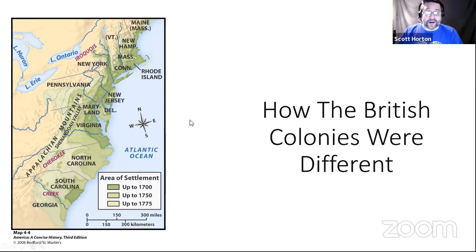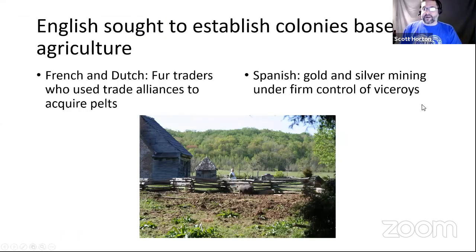So let's get started with that. Remember, my thesis is that the British colonies were the most unique, or the most different, from the other European empires. The first example here is that the English sought to establish colonies based on agriculture, meaning farming. We have examples like Virginia, where they're growing things like tobacco, and places like South Carolina, where they're growing things like rice and eventually later on cotton.